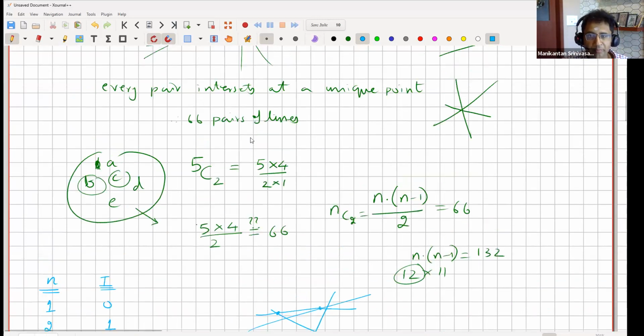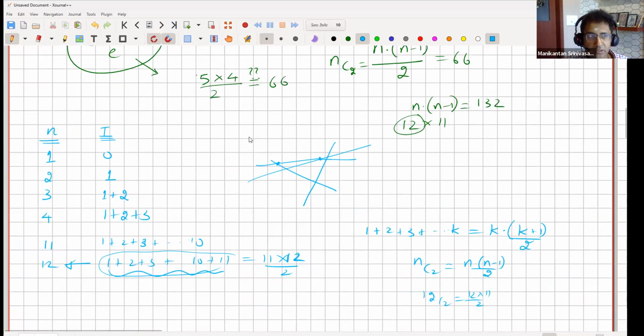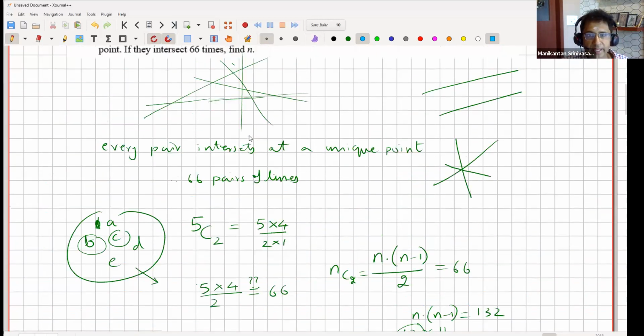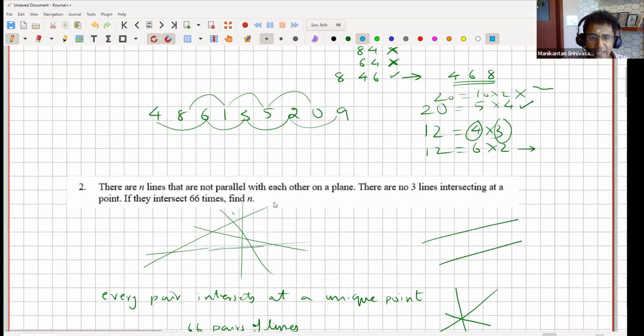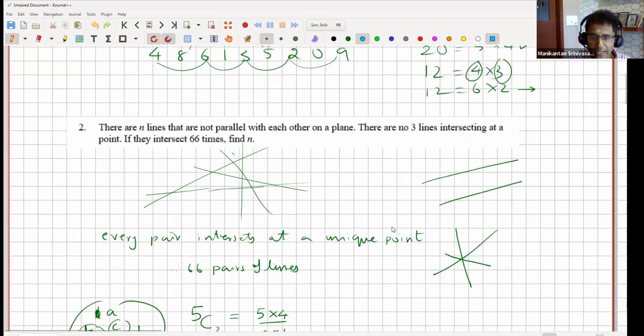Okay. All right. Now, after these 12 lines are drawn on a plane, how many different partitions are there in the plane? By partition, I mean how many different regions.